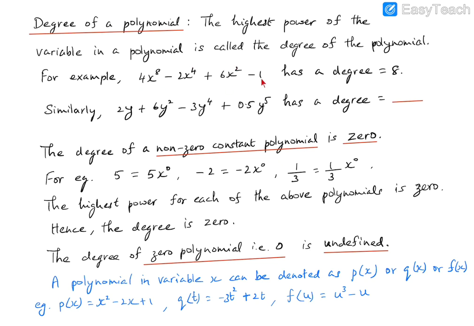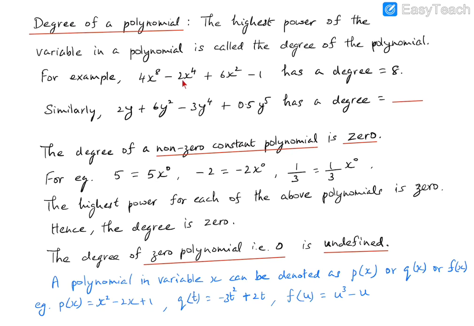So if you have a polynomial here given by this expression, we have it as 4x^8 minus 2x^4 plus 6x^2 minus 1. The degree is nothing but the highest power of the variable. The variable of this polynomial is x. So the highest power or the exponent of that variable is the number 8.